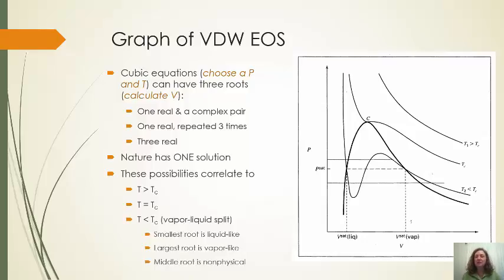So if you were to take a look at the graphs, those cases where you have 1 real and a complex pair of roots, it's saying that you have selected a temperature and done the graph. For a particular value of T, you can find what the volume is. If you happen to have the case where you have 1 root repeated 3 times, it turns out that that's always the point that goes directly through the critical point, and all of those roots land right there at the critical point.